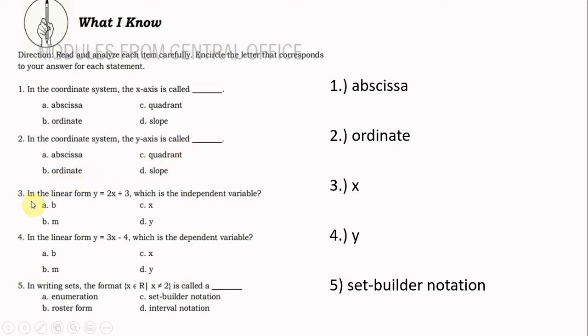Letter B. Number 3: in the linear form y equals 2x plus 3, which is the independent variable? It's the x. In the linear form y equals 3x minus 4, which is the dependent variable? It's the y. And in writing sets, the form "the set of x such that x is an element of R and x is not equal to 2" is called a set builder notation.